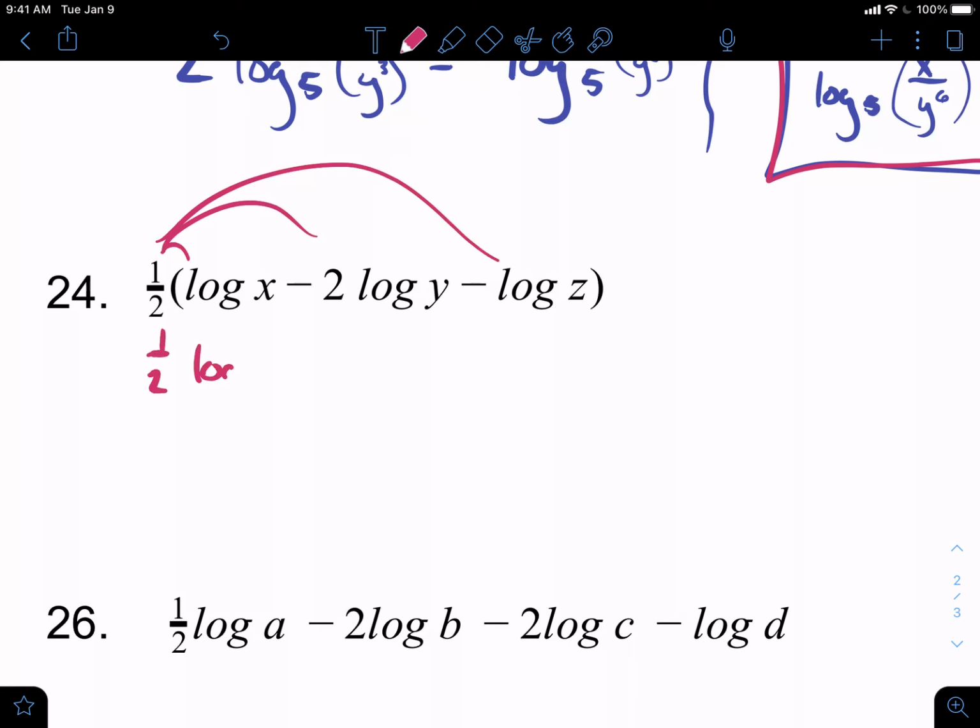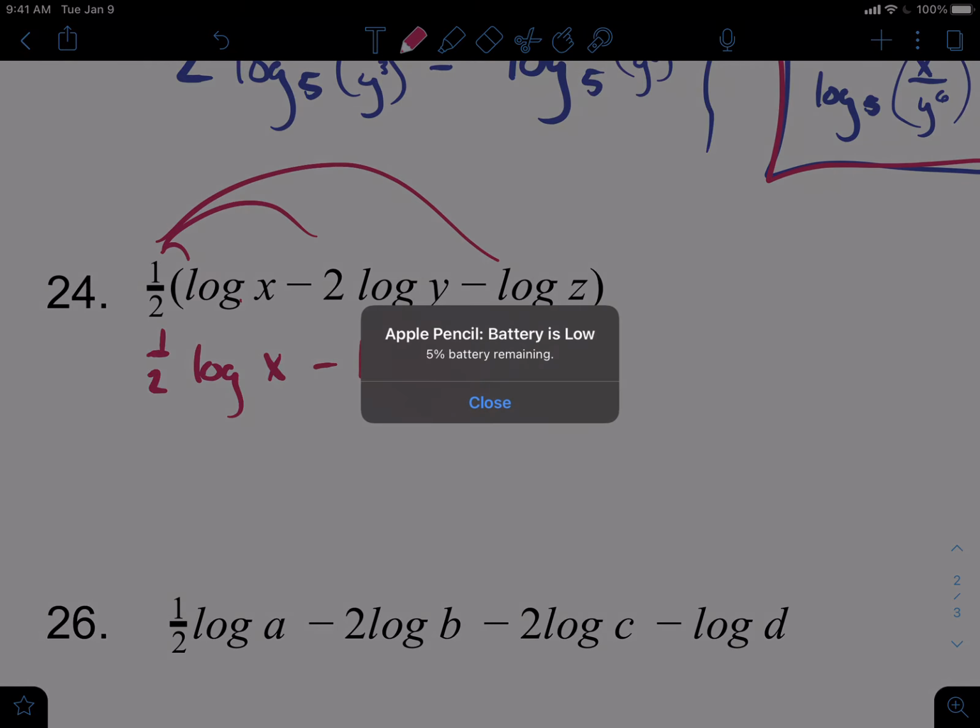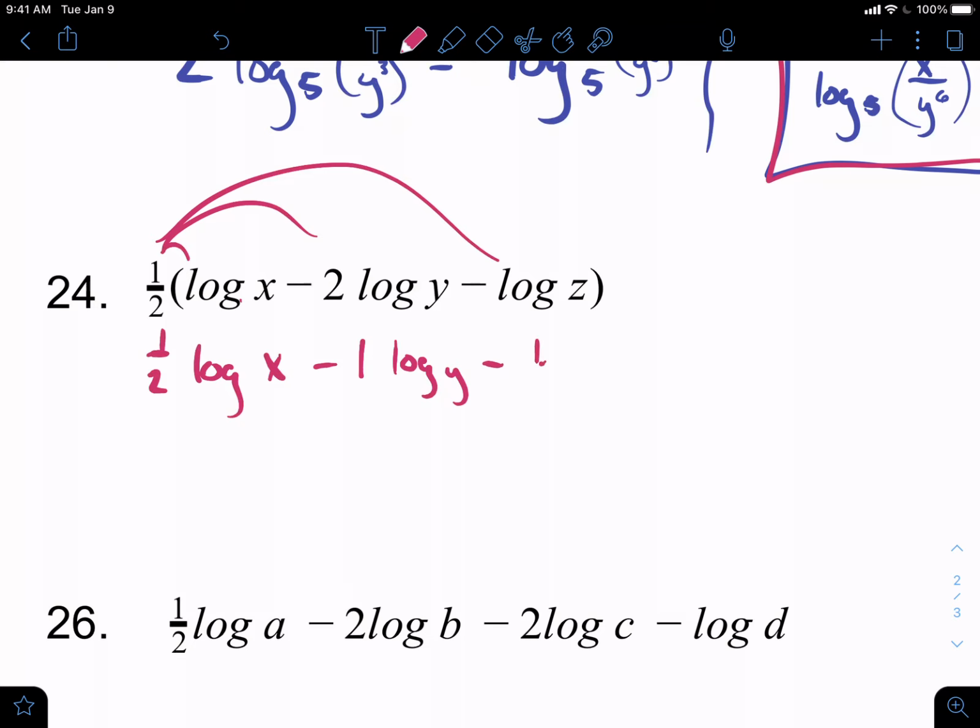So 1/2 log base x, this is just log base 10 if we don't see something. So x minus 1/2 times 2 is going to give us a -1 log base y. And then we're going to have minus 1/2 log base z. Now remember, your coefficients become your exponents, so you're going to move those up. One thing about this -1, we don't even need to put it in there in this situation because the 1 as an exponent doesn't change anything.